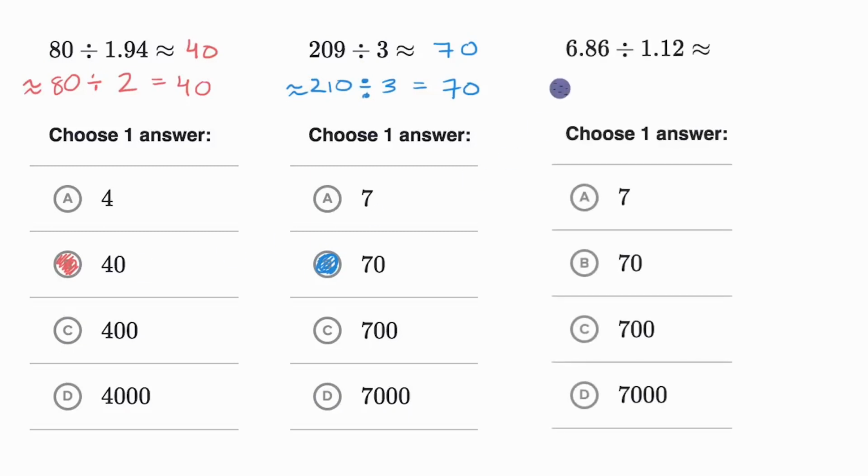So once again, pause the video and figure out what 6.86 divided by 1.12 is approximately equal to. Alright, so here, I would just try to round to the nearest whole number and see if that helps my division in my head. So 6.86 is approximately 7 if we round up to the nearest whole number. And if we round down 1.12, 7 divided by 1, this is much easier for us to do in our head. So that is going to be 7. Now, once again, it's very important to realize these are estimations. It's not going to be exactly equal to 7, but it's definitely going to be much closer to 7 than 7,700 or 7,000.